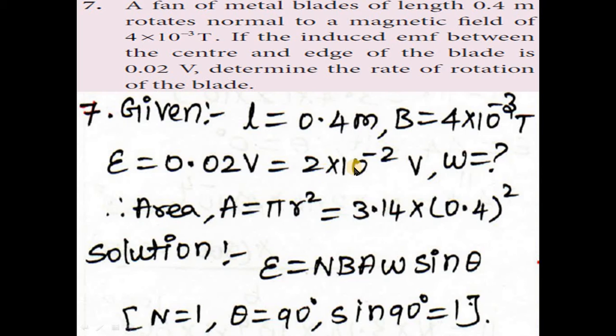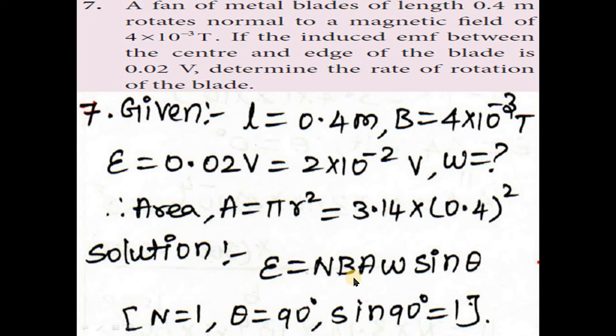0.02 can be written as 2 into 10 power minus 2 volt. Rotation of the blade is nothing but omega is equal to question mark. So area A is equal to pi r square. Pi is nothing but 3.14 into r square, where L is considered as r. 0.4 the whole square. That means area is radius square, 3.14 into 0.4 the whole square.